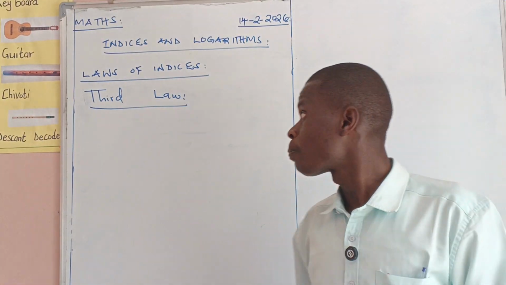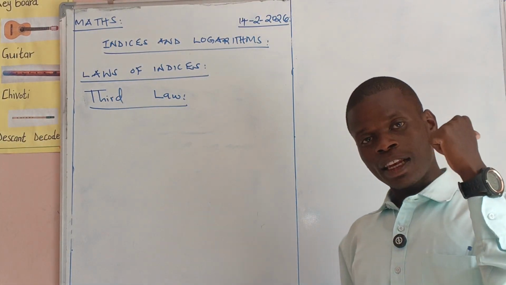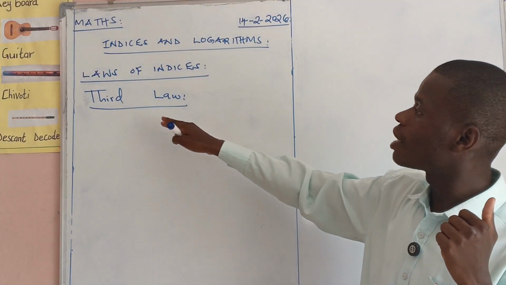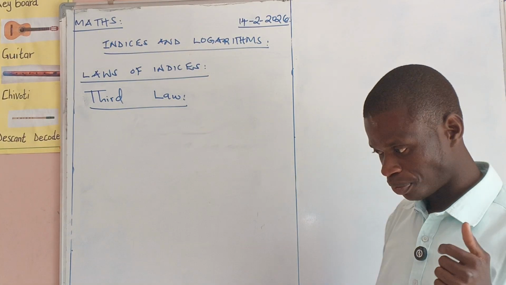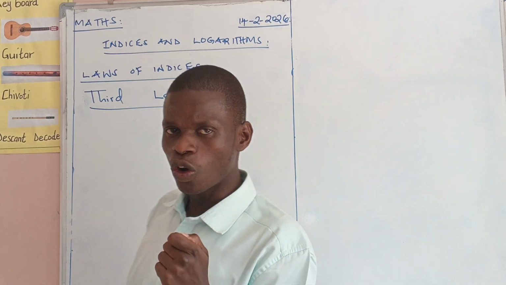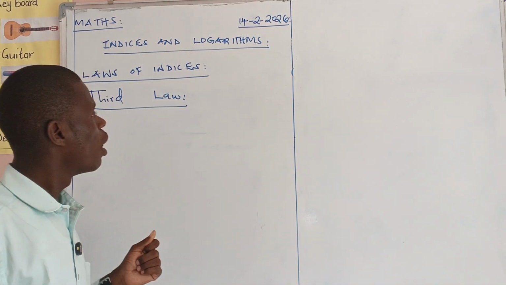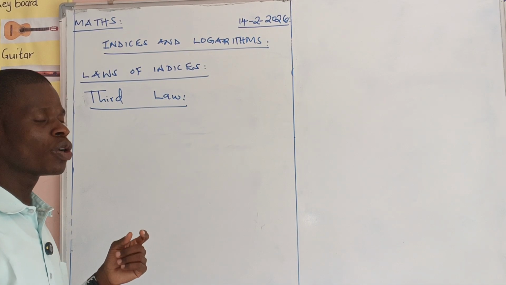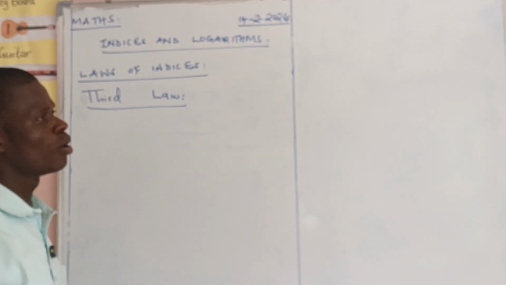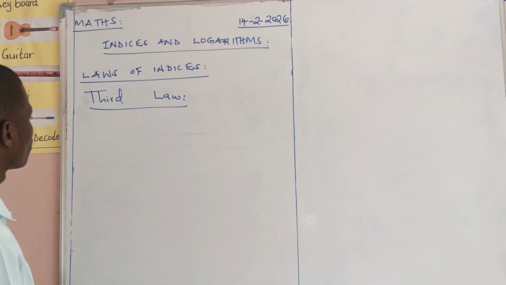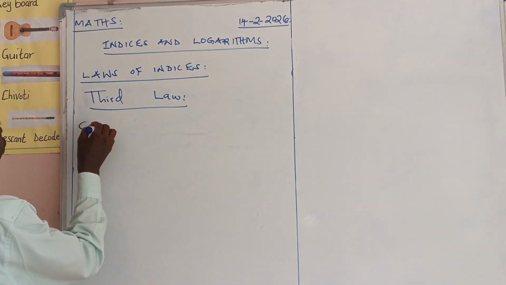Now, in the previous lesson, we looked at the second law. Here we have now the third law. In the third law, I want us to look at what we call negative indices. What are we going to consider here? So, consider.